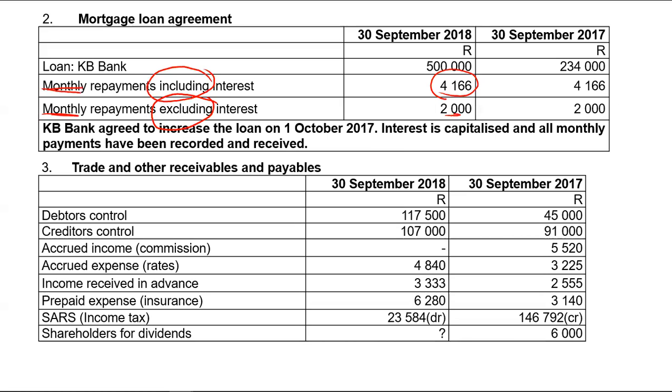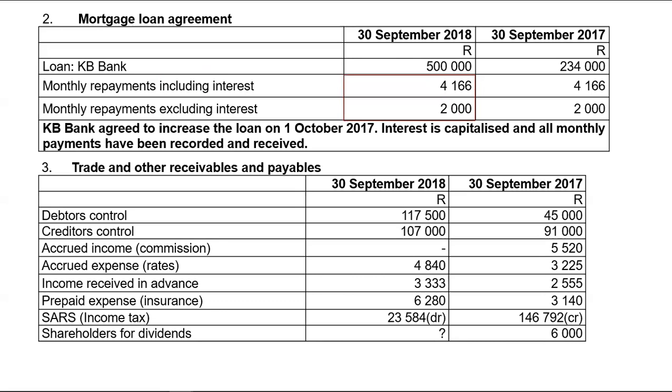So if I want interest here, my interest will simply be that 4,166 minus the 2,000. So I'm going to use those two amounts. You minus the 2,000, it'll give you the interest that you have paid that is included in those monthly repayments, which will be 2,166. And I'm going to take that 2,166, multiply that by 12 to get my annual interest on this loan. Okay, I wasn't given any interest, they just gave me those monthly repayments.